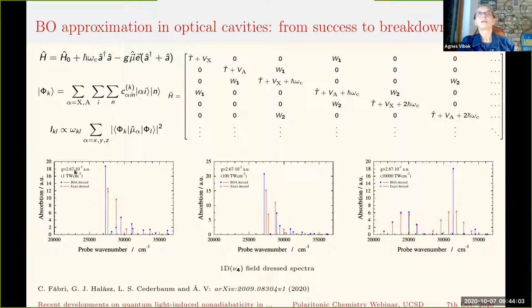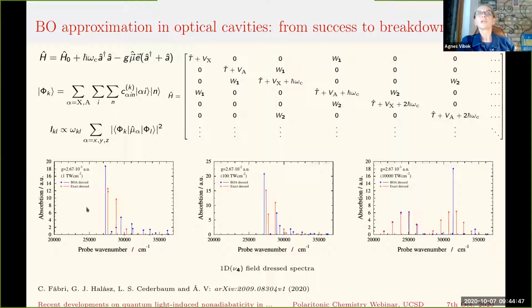So we chose different coupling values. This is a small coupling, then a larger one, and then this is the largest one. And you see here the results. So 2 different kinds of models were applied. We calculated the dressed spectra in a Born-Oppenheimer picture and in the exact picture. Born-Oppenheimer picture means that all the nonadiabatic coupling coming from the light-matter coupling is neglected. In the exact calculation, this is totally accurately accounted for.